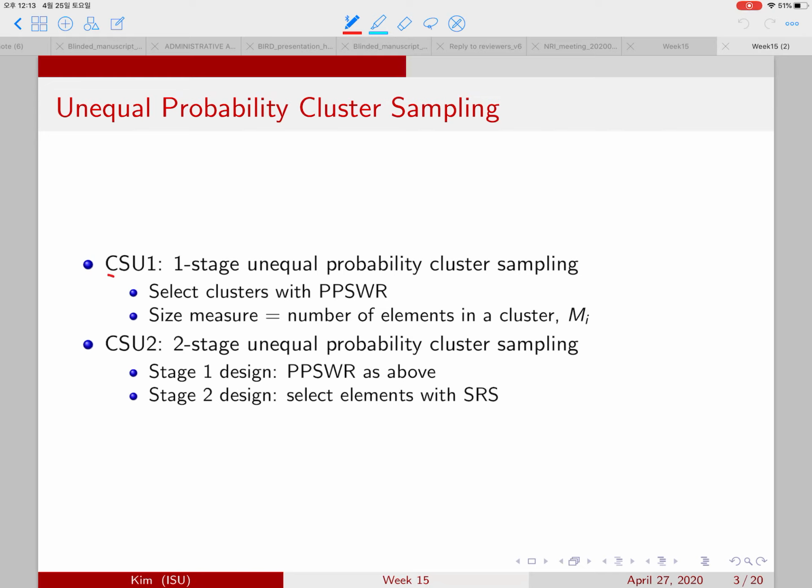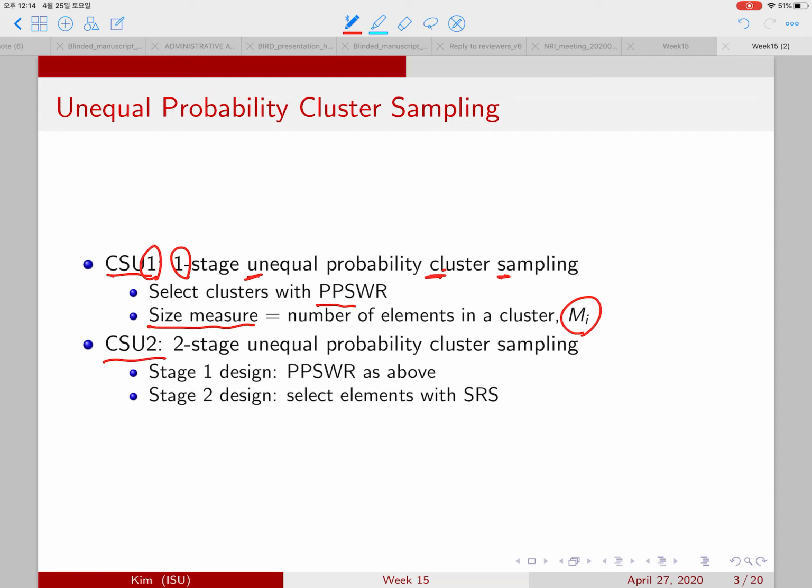The first one is called CSU1, a single-stage unequal probability cluster sampling design. Here, 1 means a single stage: the clusters are selected with PPS sampling with replacement, using size measure equal to the number of elements in the cluster, so that is Mi.